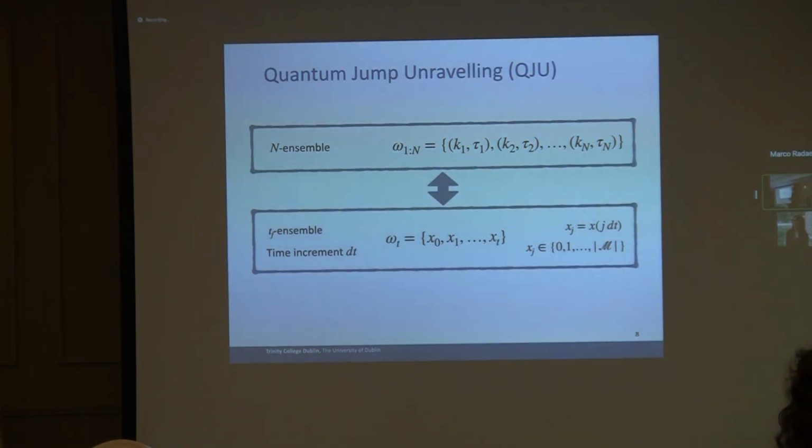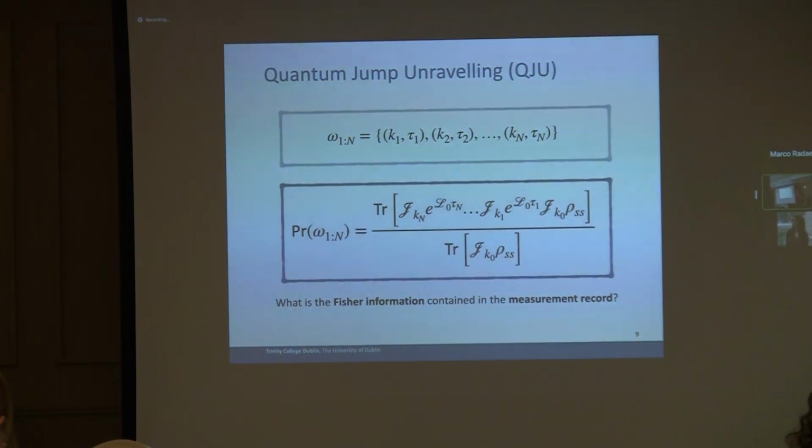Another possible representation is to subdivide the time into infinitesimal time intervals dt, and in each of them we ask: does the system jump or does it not? If it doesn't, we just record a 0. If it does, we record the label of the specific jump channel. The two representations are equivalent in the long time, or long n, limit.